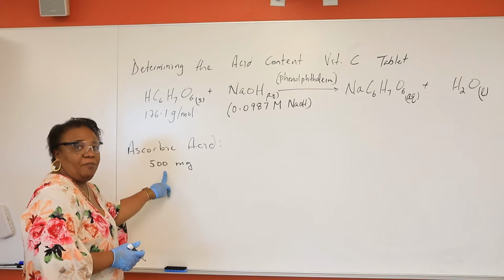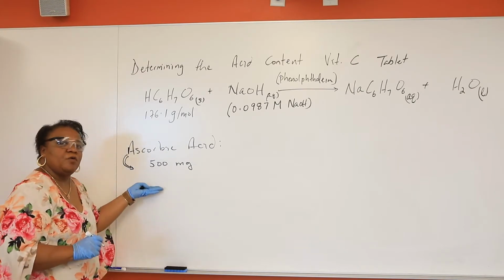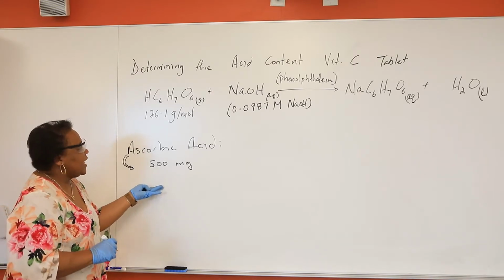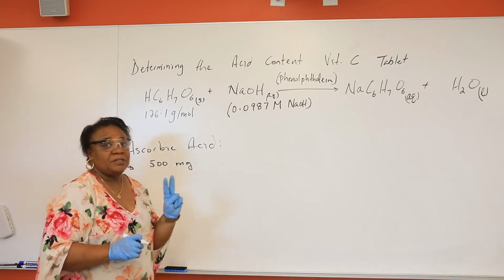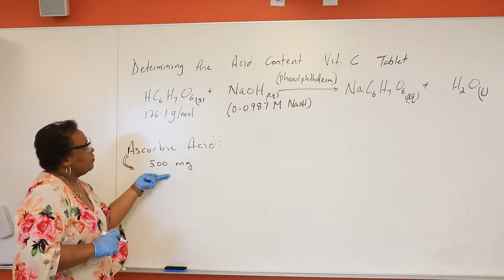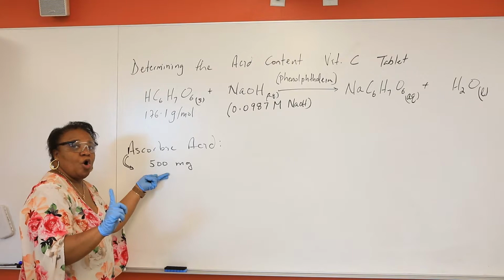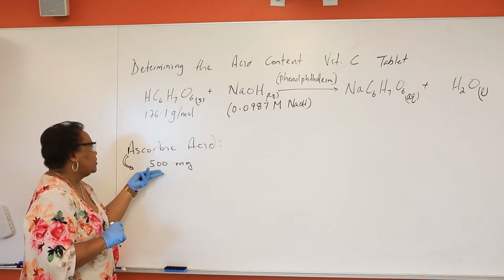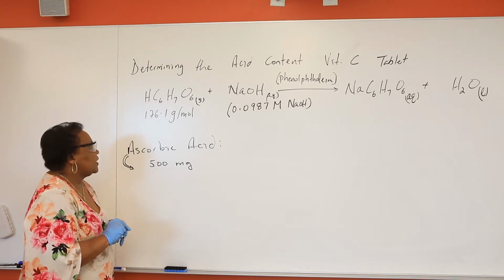The goal, hopefully, is to see if you can determine, based on an experiment, the mass of ascorbic acid in each of your tablets. We're going to repeat this experiment, so we're going to do this twice. Each time, please recognize that I'm starting off with one tablet. And that tablet, theoretically, contains 500 milligrams of ascorbic acid.